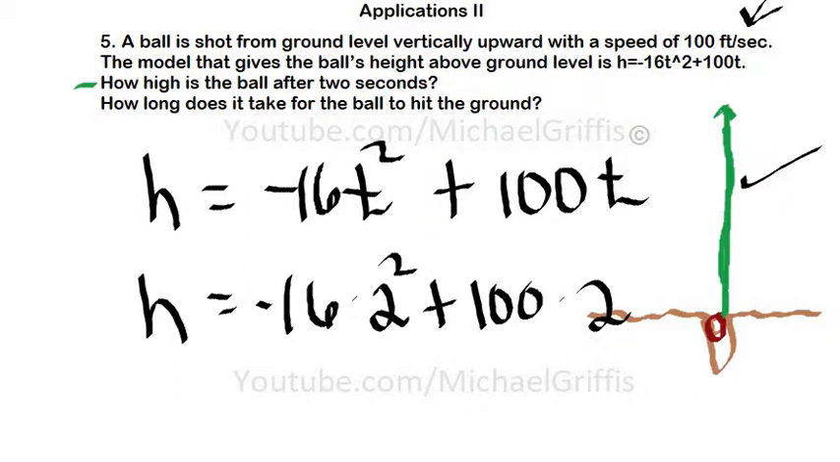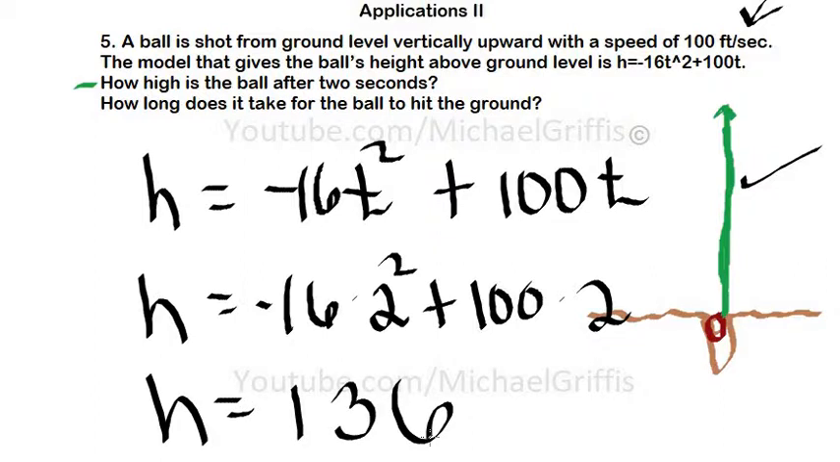And I'm getting 136. And of course, that's going to be in feet. 136 feet. Negative 16 times 2 squared plus 100 times 2, 136 feet. You know, my question is how high did the ball go? That's the question, or the rock, or whatever you want to call it. How high did it go? That's something you need to work on.